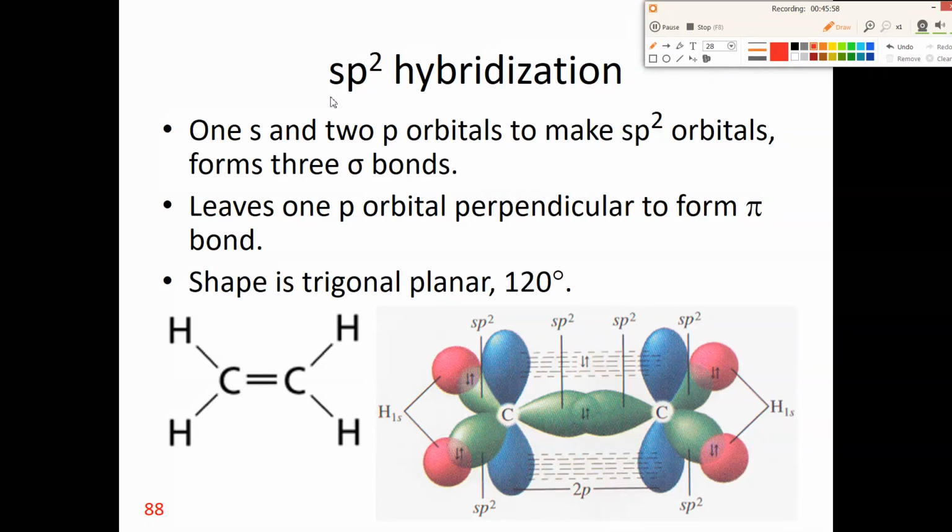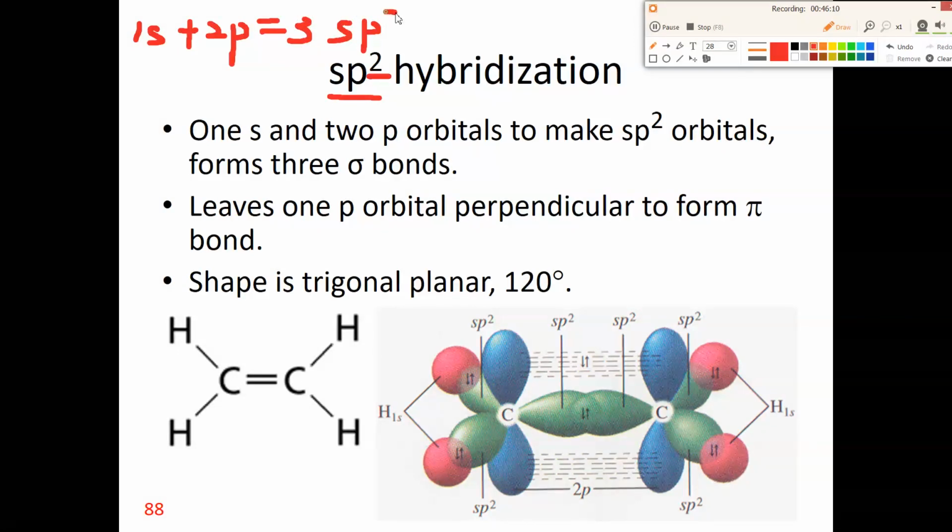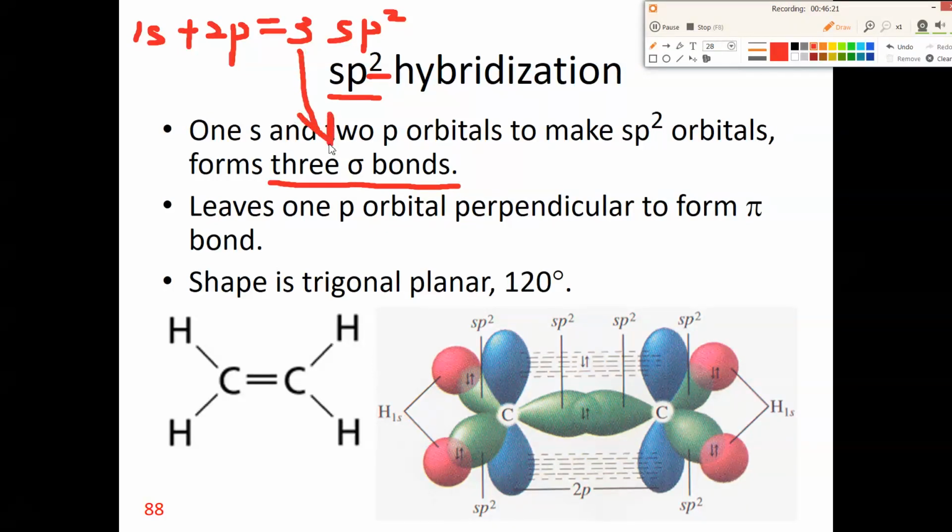Right, so for sp2, we have 1s plus 2p. The 2 comes from the superscript on p. We have three sp2 hybrid orbitals, so the three sp2 orbitals can form three sigma bonds.